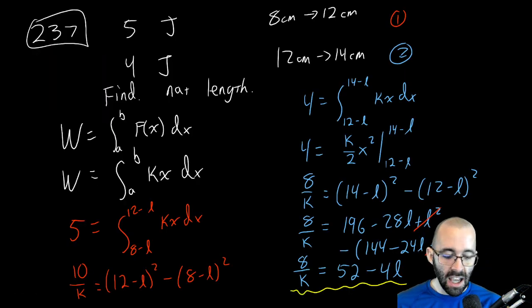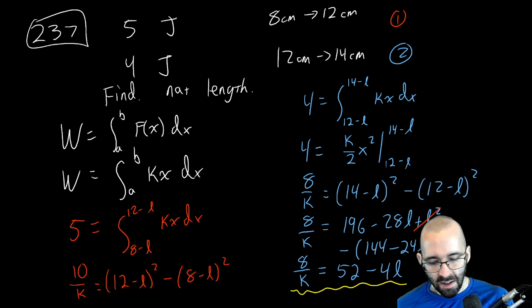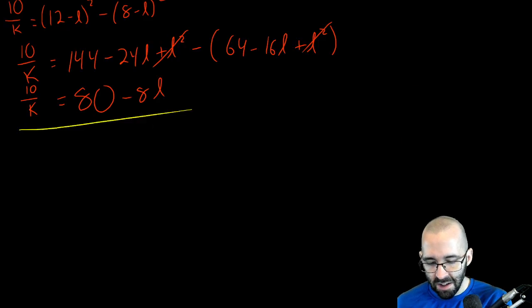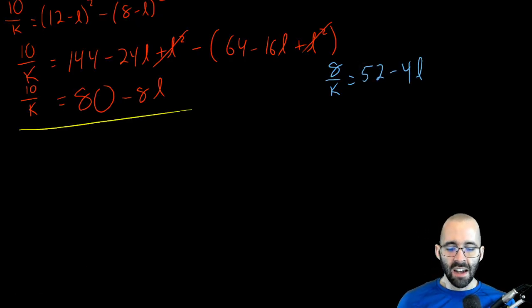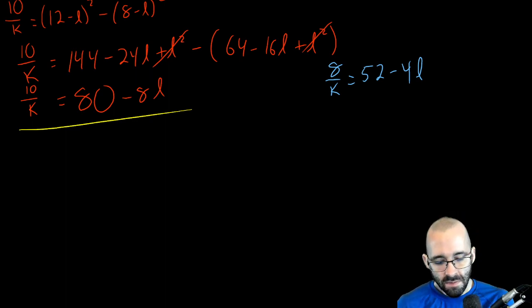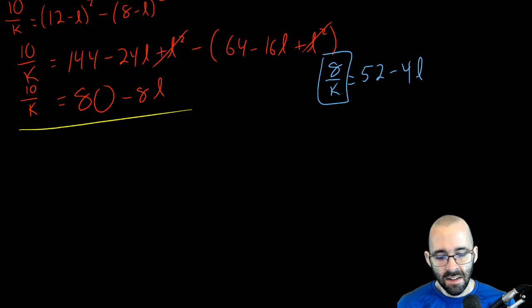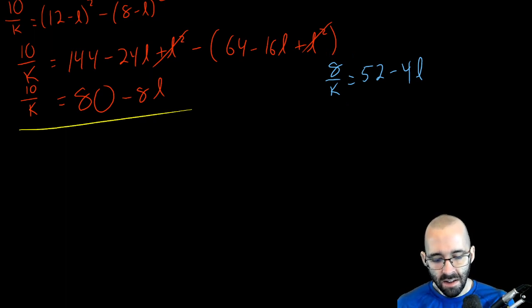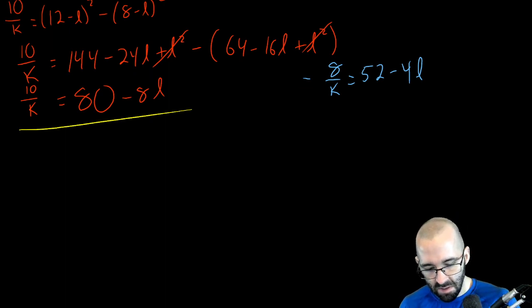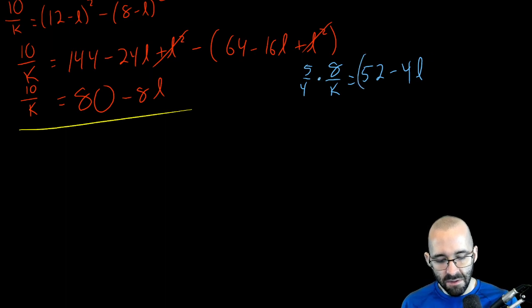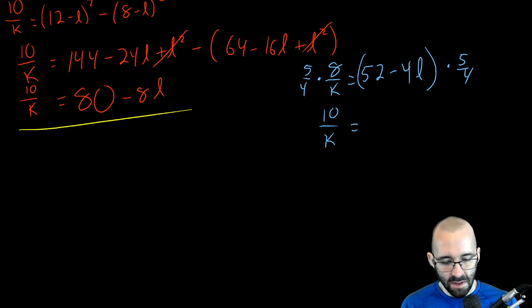So if we can solve for k, then we could set the k's equal to each other and get rid of that way. Or we could use the elimination method, actually. That could maybe be a little easier. 8 over k is 52 minus 4L. Yeah, I think solving for k is actually messy here. The elimination method is going to be easier, I think. So if this is 10 over k, then we're good to go. How do we make this 10? We can multiply by 10/8, which is really just 4/5. Sorry, 5/4. We multiply both sides by 5/4. We get something really nice. We get 10 over k is 65 minus 5L, I believe.